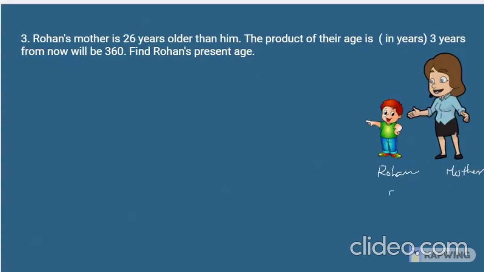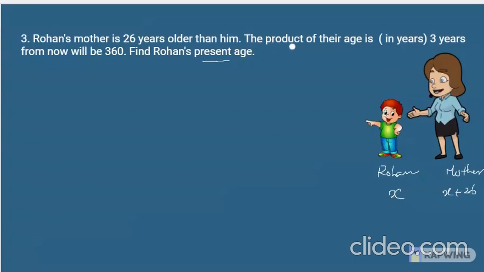Let us take Rohin's present age as x. And what about his mother at that time? Rohin's mother is 26 years older than him. So, mother's age is x plus 26.